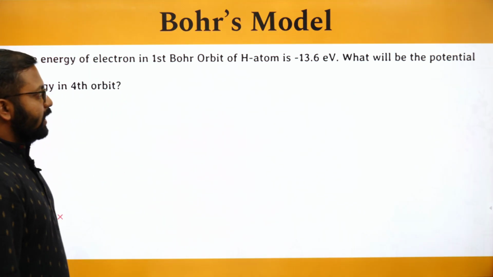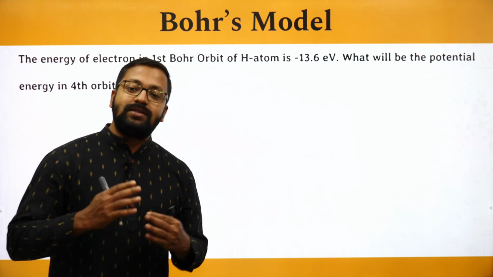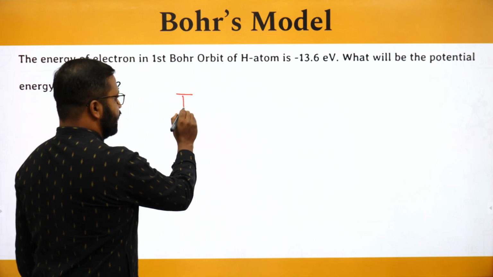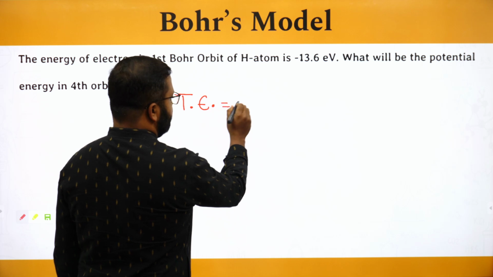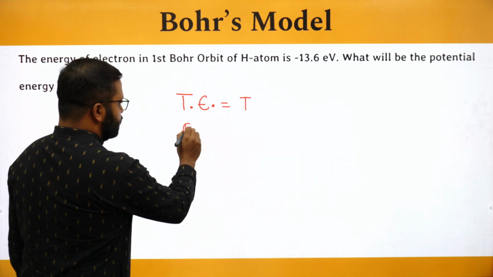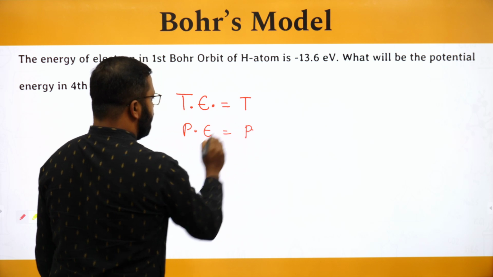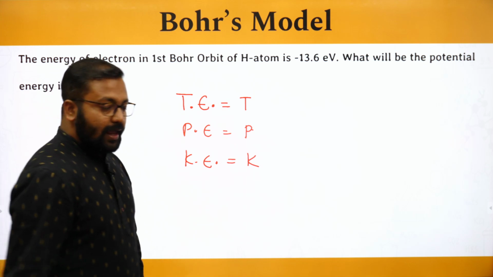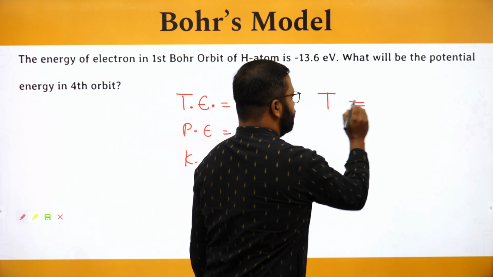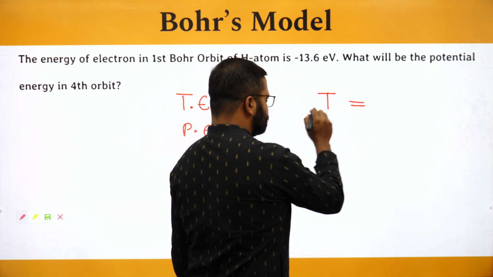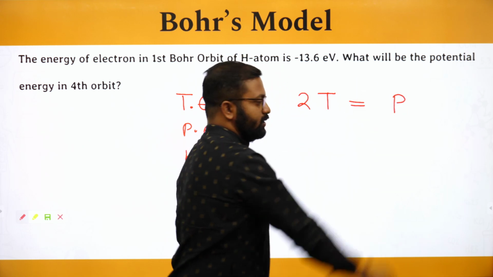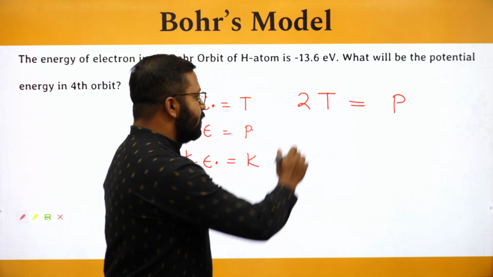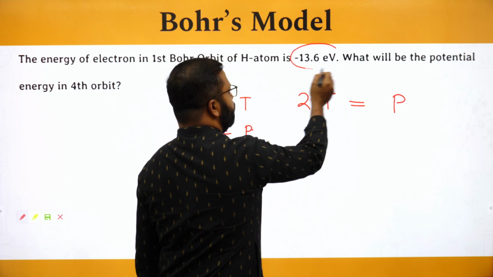So what we do is first we try to identify what is the relation between potential energy, kinetic energy, and total energy. So if the total energy is given as T, and potential energy is given as P and kinetic energy is given as K, then twice of total energy is equal to potential energy. No signs changed. No signs changed. Like the energy is mentioned in negative.